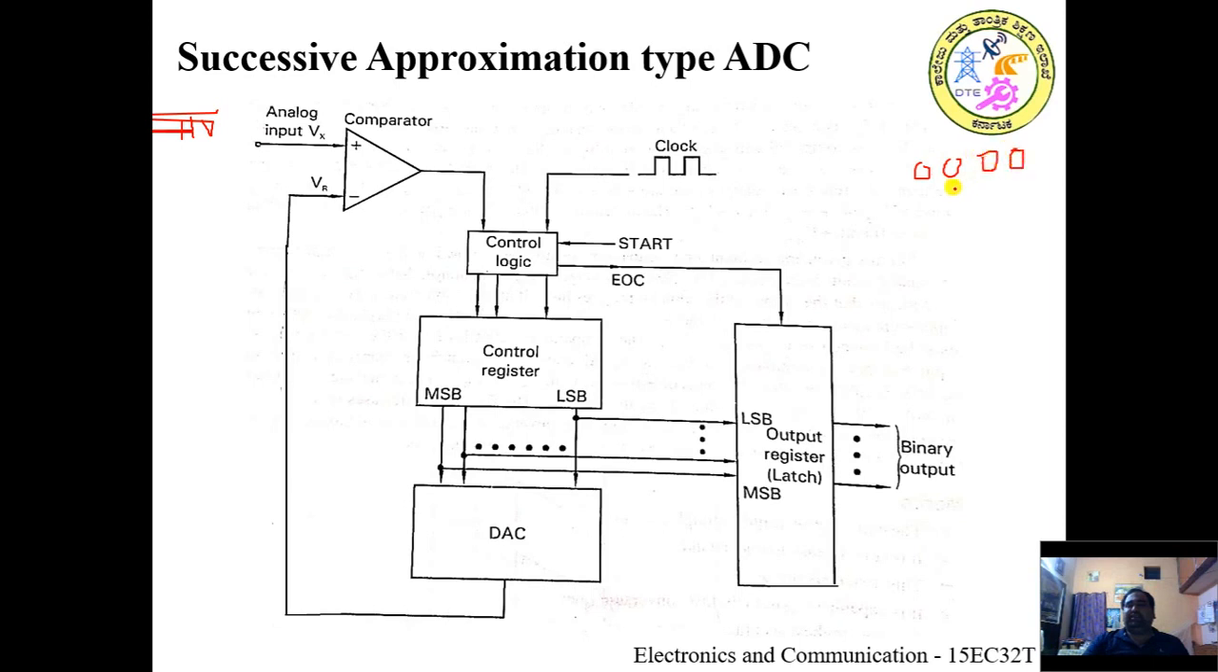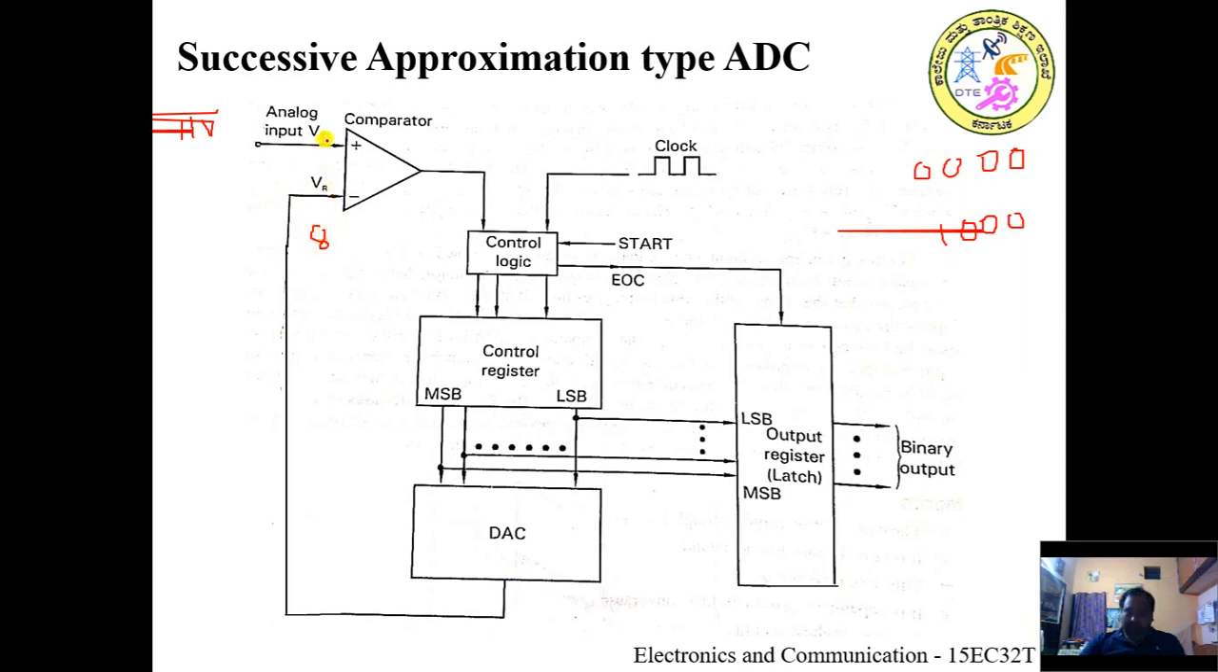As you can see here, this is an MSB bit and this is an LSB bit. So here first the MSB bit will be set, so that it will become 1000. Its equivalent analog value, when 1000 is set here, is converted into its equivalent analog signal, and it will give you a value 8. Now 8 and 11 values are compared here.